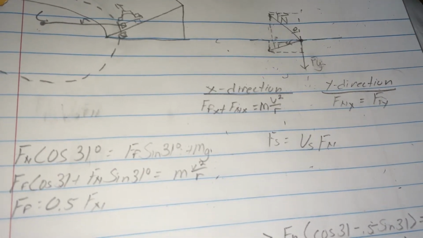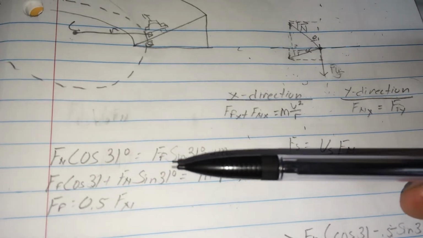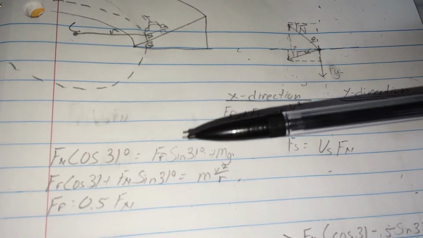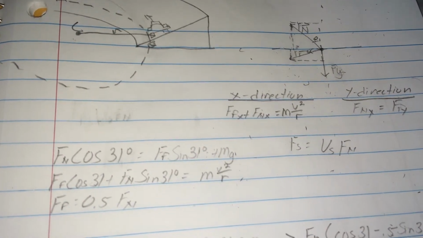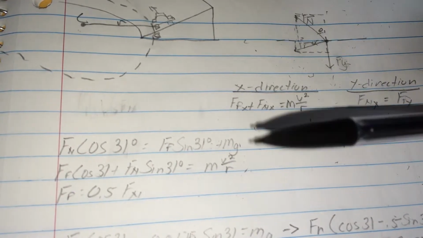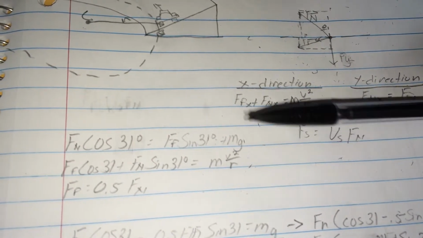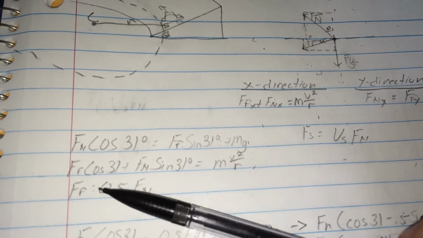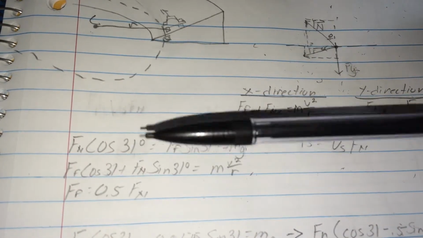Okay, so we come over here and we have that the normal force cosine theta, which is 31, equals friction force sine theta plus mg. The next one is going to be friction force cosine 31, which is theta, plus normal force sine theta equals m v squared over r. And then our next one is going to be the friction force, which is, well, the coefficient is 0.5. So F equals 0.5 Fn.